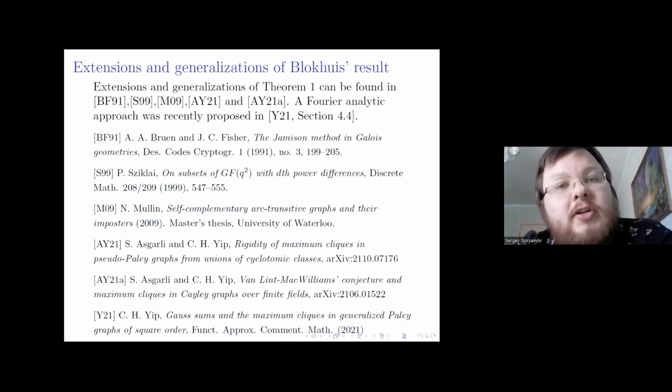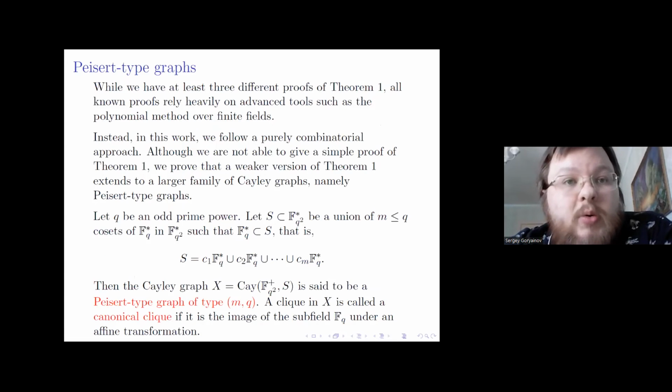Extensions and generalizations of Theorem 1 can be found in several papers. In particular, a Fourier analytic approach was recently proposed by Chi Hoi Yip. You can see the papers on the slide. While we have at least 3 different proofs of Theorem 1, all known proofs rely heavily on advanced tools such as the polynomial method over finite fields.